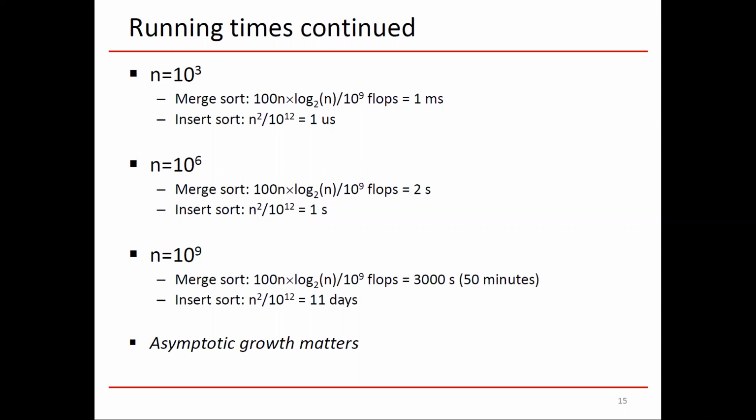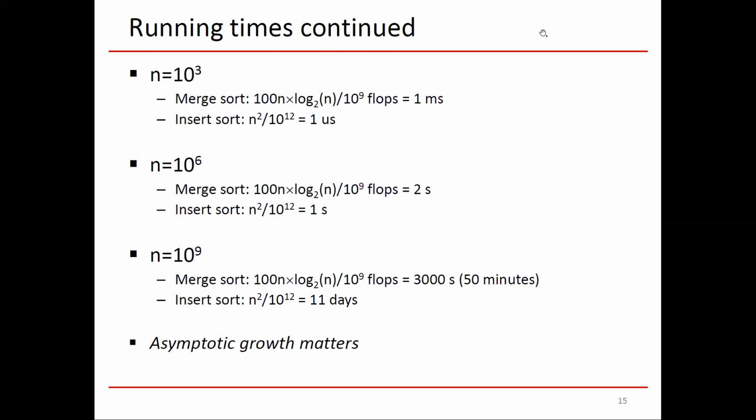Yeah, it's way faster. What about a problem of size 1 million? The merge sort takes 100 n log n operations. Log base 2 of 1 million is roughly 20. 100 times 20 is 2,000. 2,000 times 1 million is 2 billion. 2 billion divided by 1 billion operations per second is 2 seconds. What about the insert sort? I square the million, that's 1 trillion. 1 trillion divided by 1 trillion operations per second is 1 second.